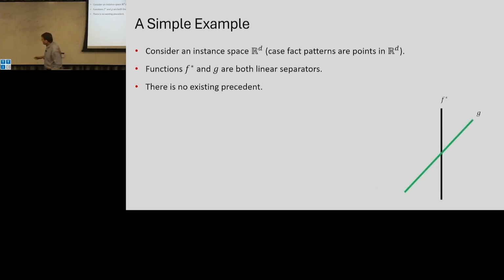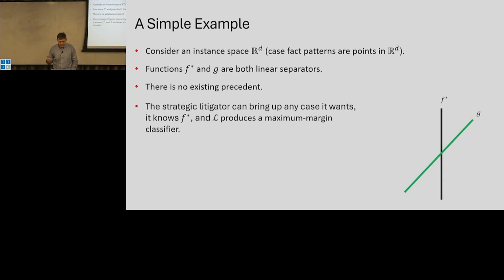So there's F star, what the Supreme Court actually believes should be allowed and what shouldn't. You would like these to be allowed and those not to be allowed. Okay, and imagine the strategic litigator can bring up any case it wants. That's not realistic, because you can't just make up cases, they have to actually exist in the world. And F star, which is also semi-realistic. And let's imagine that the maximum margin classifier, maximum margin separator, or nearest neighbor is the public learning algorithm.